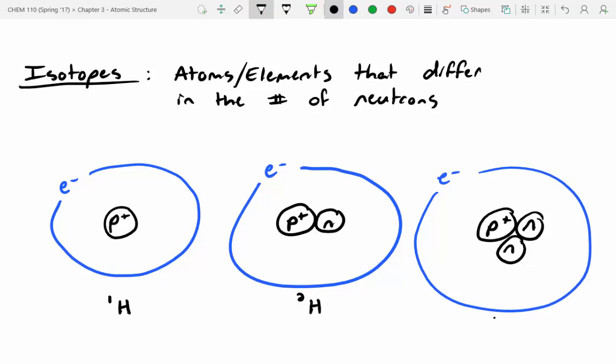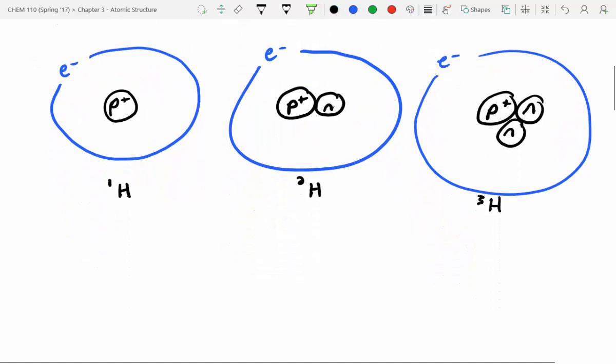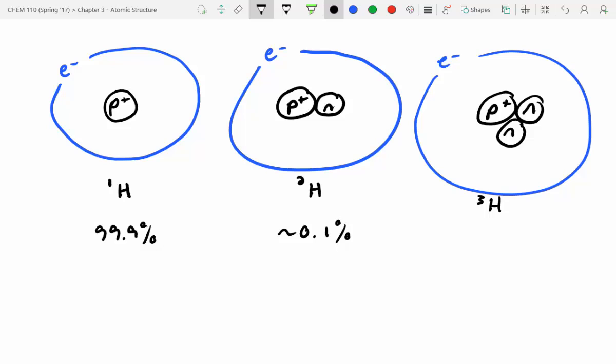And we identified these as being different by saying this now has an atomic mass, or a mass number, of 3. So protons, these guys, are present about 99.9% of the time. H2, where you've got an extra neutron, is present approximately 0.1% of the time. It's not present in a very large quantity. And then this one, I'm just going to put approximately 0.